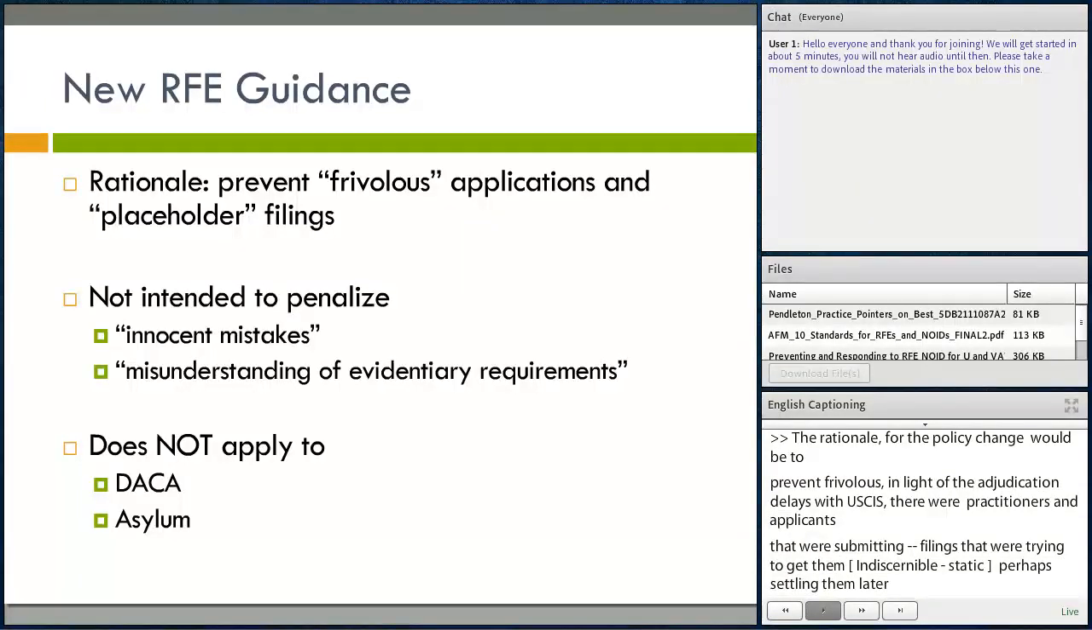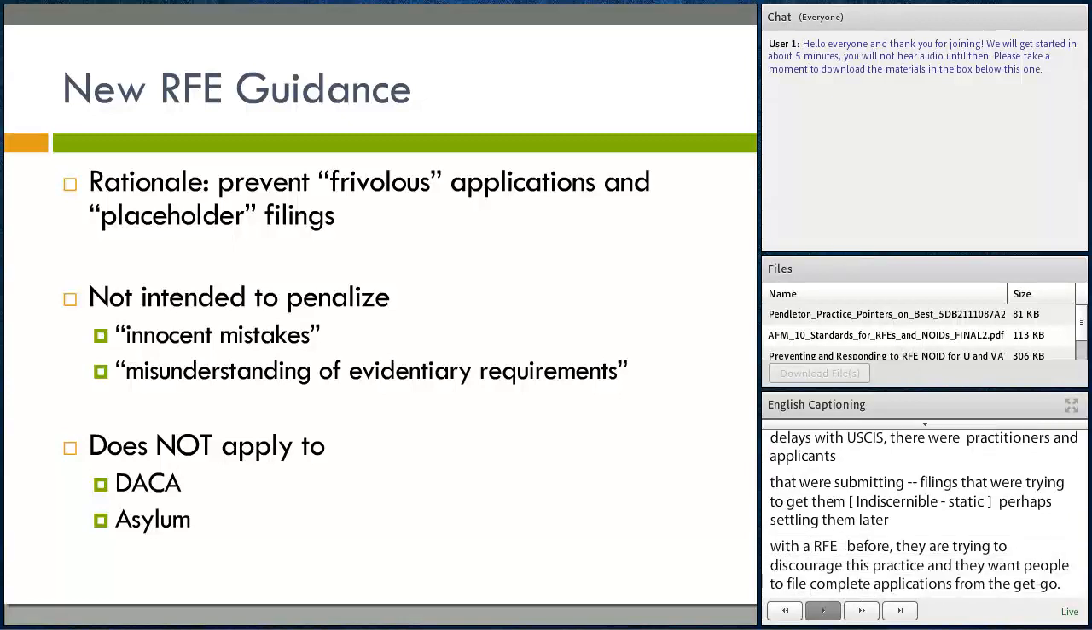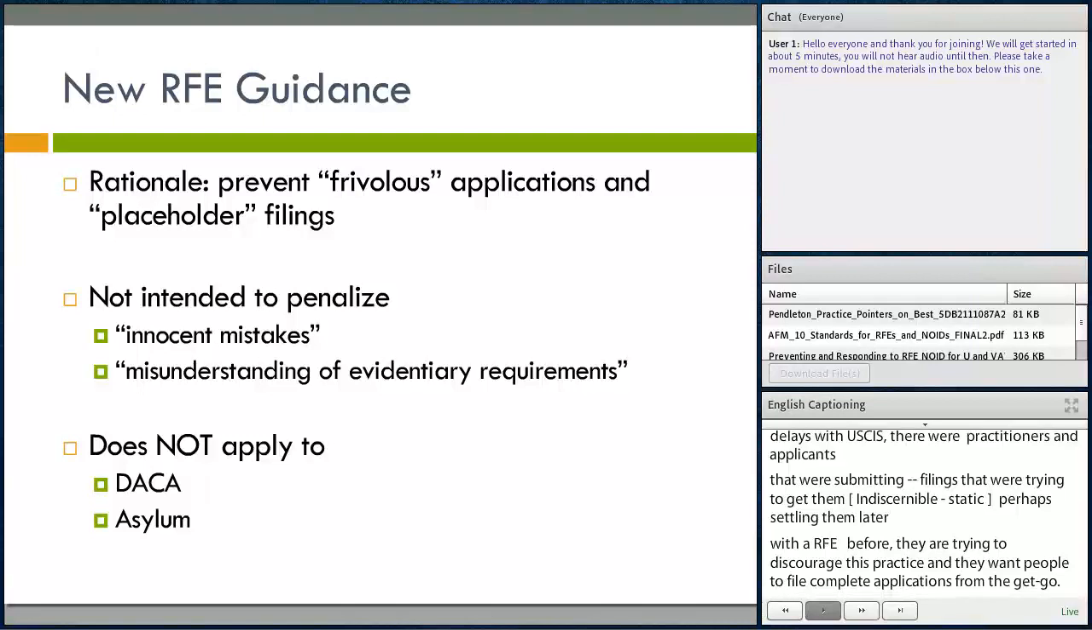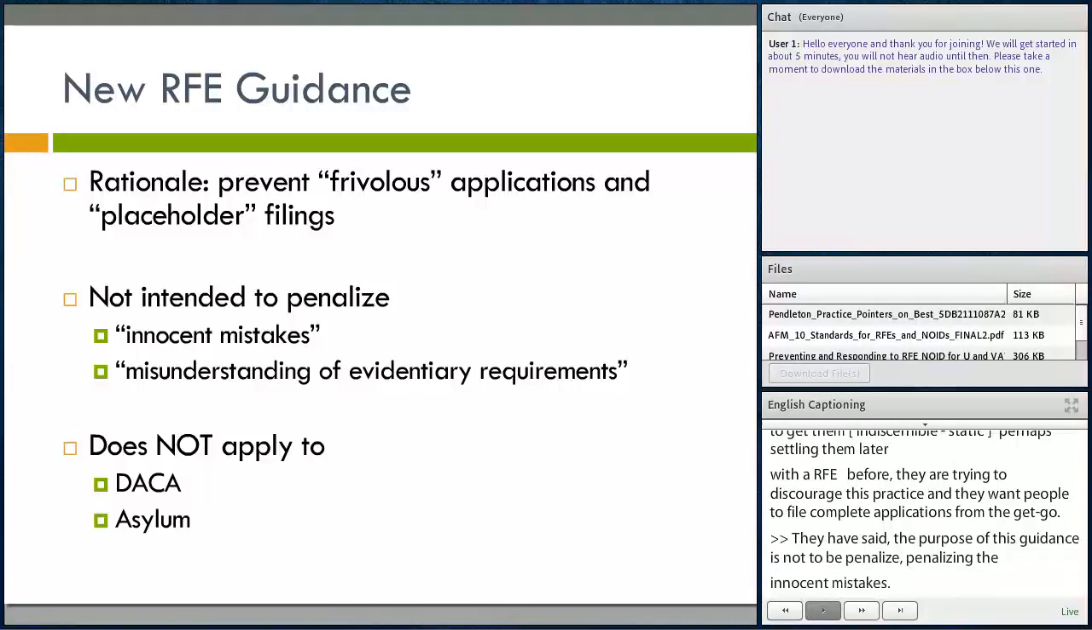And they have said the purpose of this guidance is not to penalize innocent mistakes, right? But what does that mean? How do they know what they consider to be an innocent mistake versus an incomplete filing that would justify a denial without an RFE?